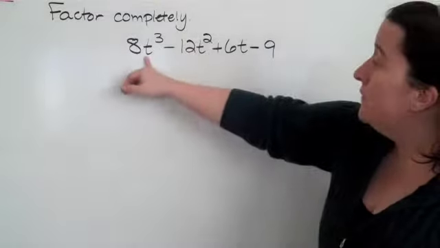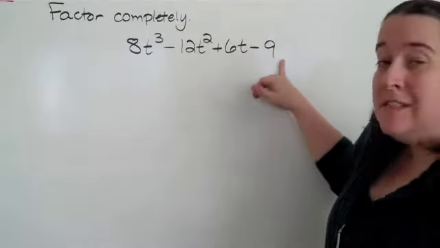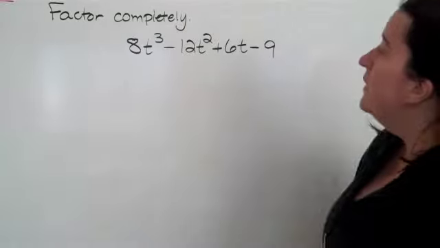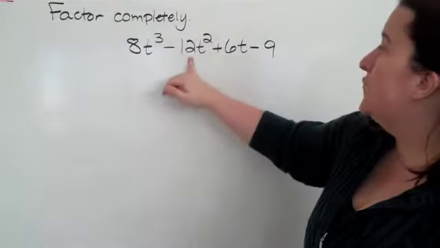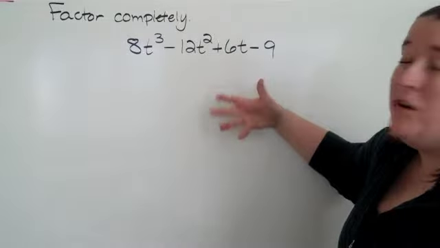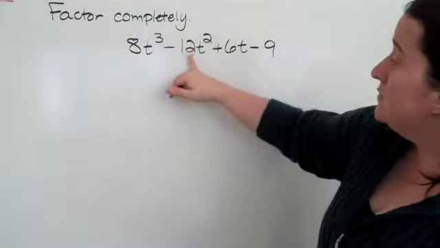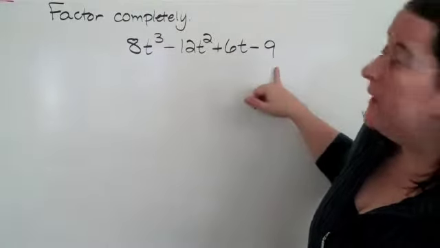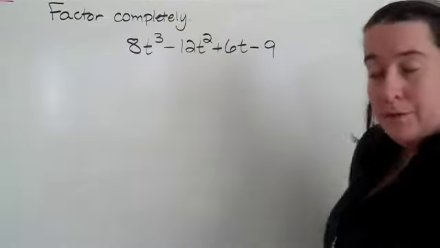So I look for, there's a T in this one. There's actually 3 of them. T, T. This one doesn't have a T, so I can't take a T out of everything. And then I look at the numbers. 8, 12, negative 12, 6, and negative 9. There's no number that will go into all of them. 2 would go into 8, 12, and 6, but it won't go into 9. And 3 won't go into 8, so there's no greatest common factor.